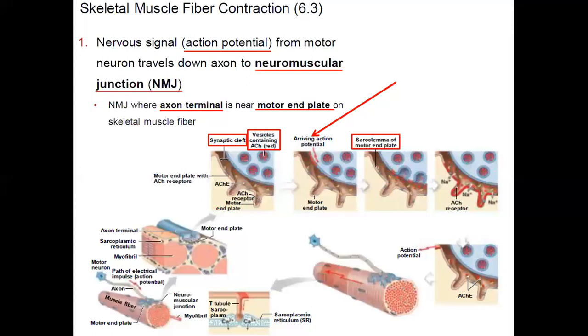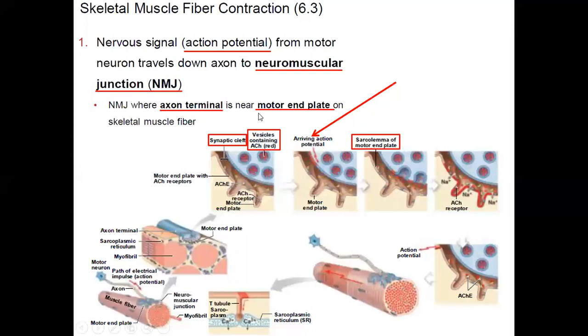So this nerve basically joins or junctions with the muscle. It's what's called a neuromuscular junction, right? So neuromuscular, nerve and muscle. The junction between the nerve and the muscle, that's what that's called, the neuromuscular junction.